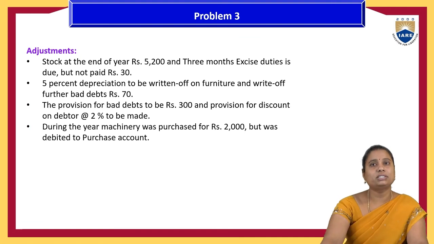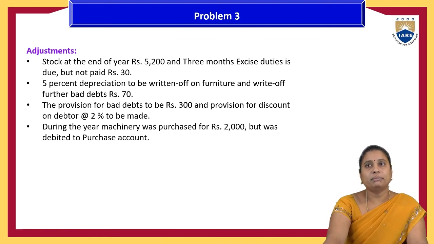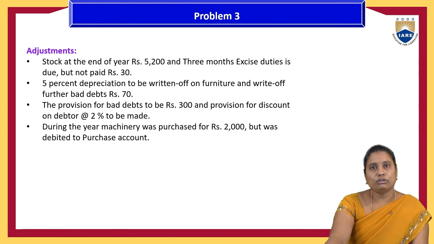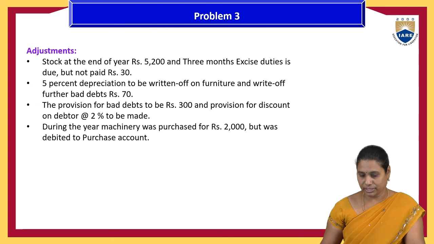And the additional information is: stock at the end of the year, that is the closing stock, which comes under the trading account credit side, 5,200. The 3 months' excise duty is due but not paid, 30, not paid, meaning we won't take it into consideration. 5% depreciation to be written off on the furniture, and bad debts of 70 rupees, and the provision for bad debts is to be 300, and the provision for discount on debtors is 2%. During the last year machinery was purchased for 2,000 but was debited to the purchases account. This is the additional information provided for that one.